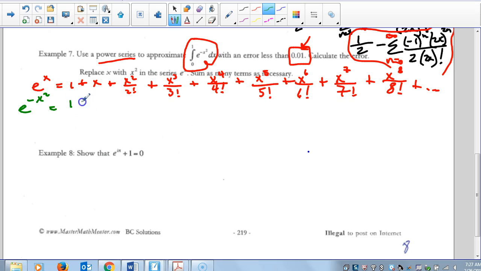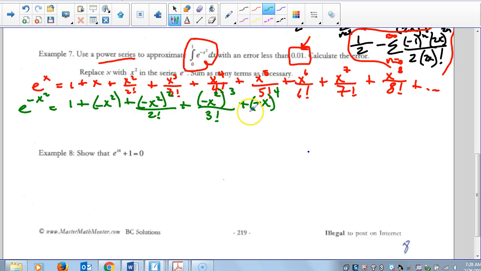There is no x plus negative x squared plus negative x squared squared over 2 factorial plus negative x squared cubed over 3 factorial plus negative x to the 4th over 4 factorial.